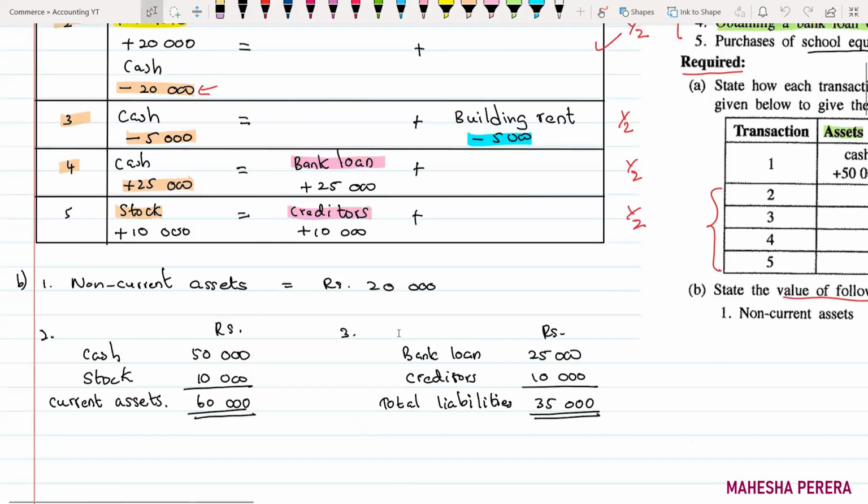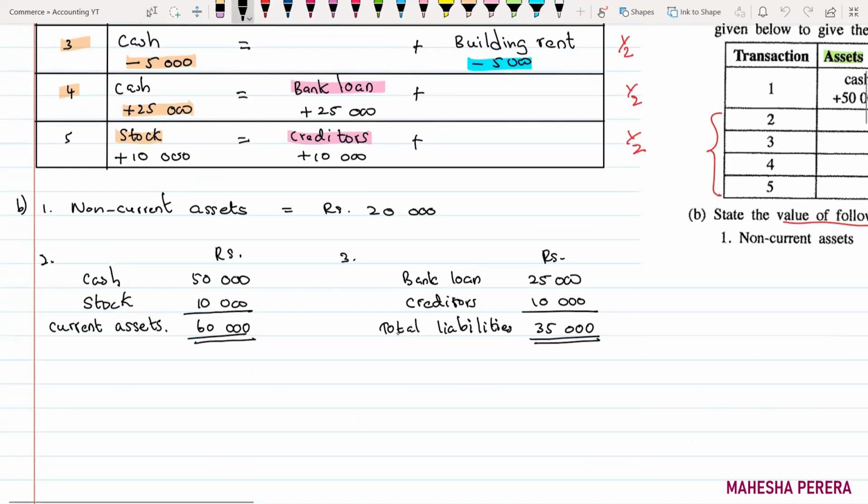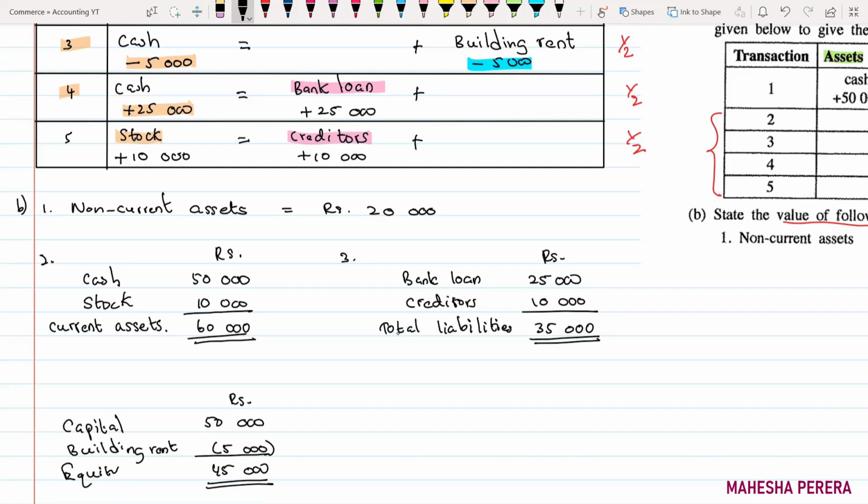So again, I'm going to show this in detail like this. I say capital here, right? It's 50,000 rupees. And then below, I write building rent. And the building rent, the equity decreases. So in that case, I write this figure within brackets. And then I show that the equity value is 45,000 equity, right? So this is my answer.